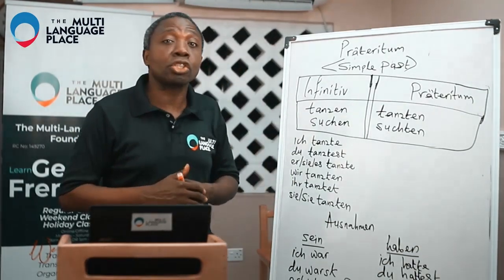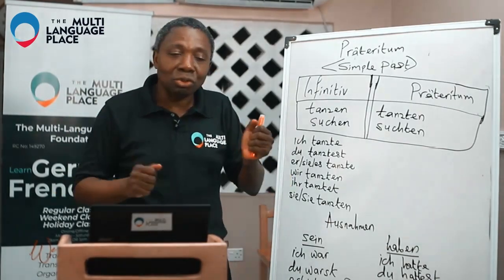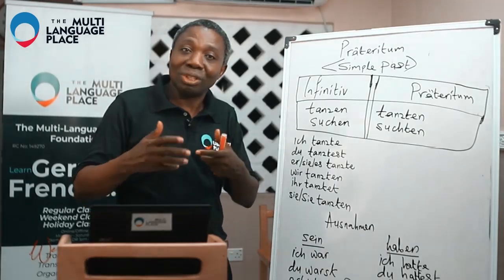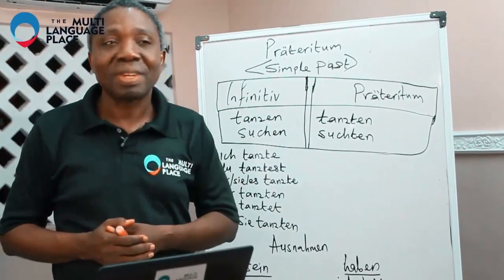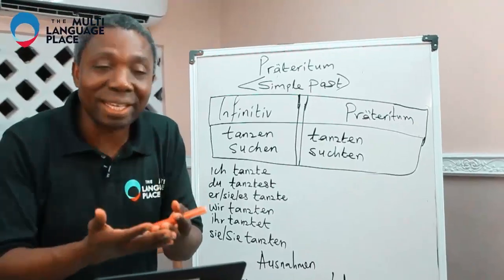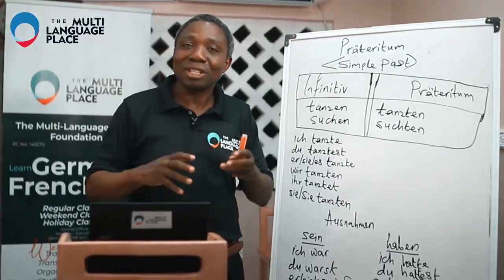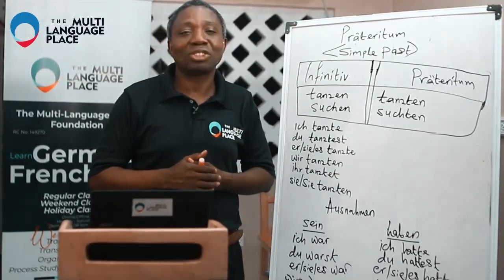But as learners of German, it's good to know the two, and then you can choose when you want to write, especially when you want to write history, or you want to describe historic things, you use the Präteritum, and when you want to speak, of course, you use the perfect tense. And sometimes you mix the two together depending on the context that you are using.